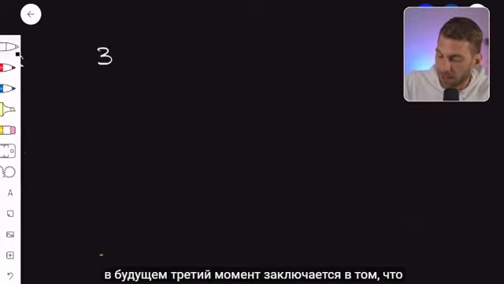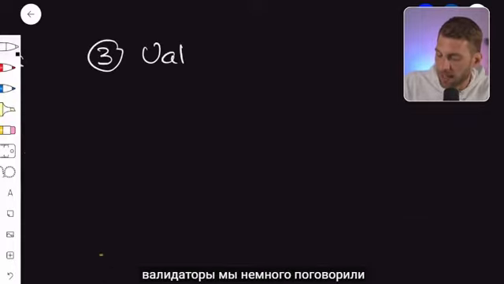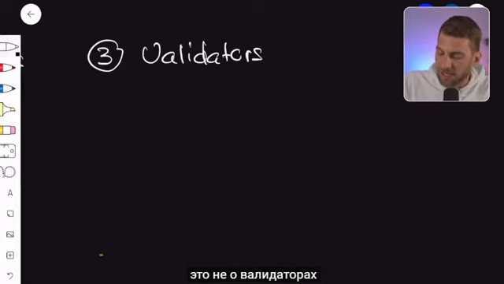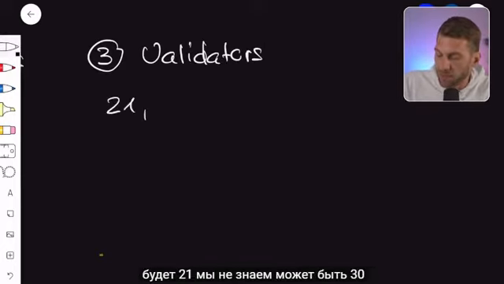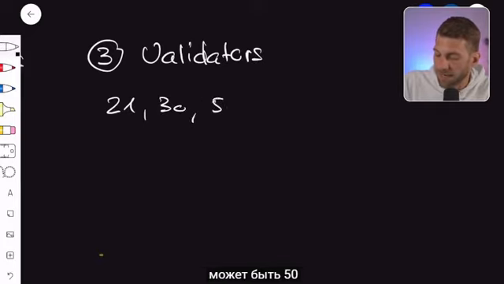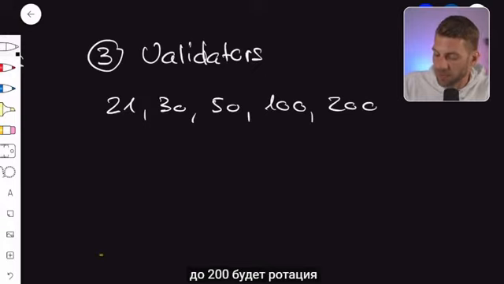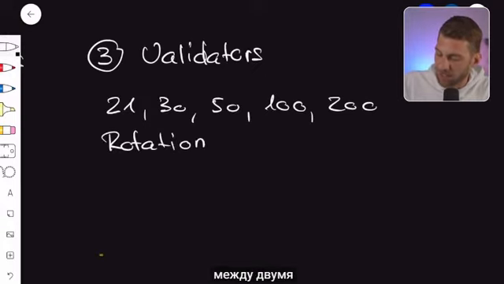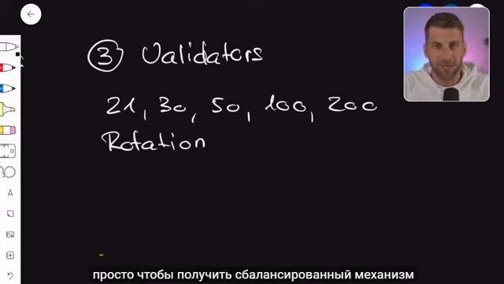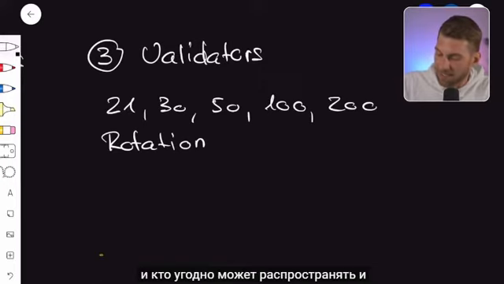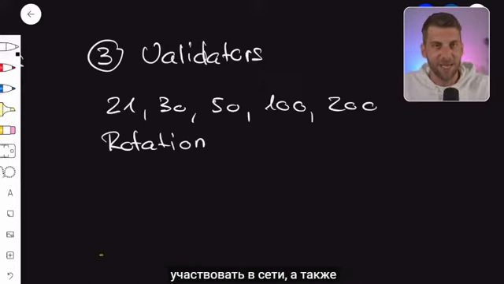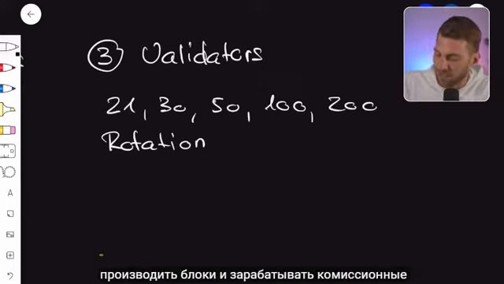The third point are the validators. We talked a little bit already about the validators. It is not yet clear the amount of validators out there. Maybe there will be 21, we don't know, maybe 30, maybe 50. There could be a decent amount of validators going on, up to 200. There will be a rotation going on between them just to get an equalized mechanism, and everybody can participate in the network and also produce some blocks and earn some fees.